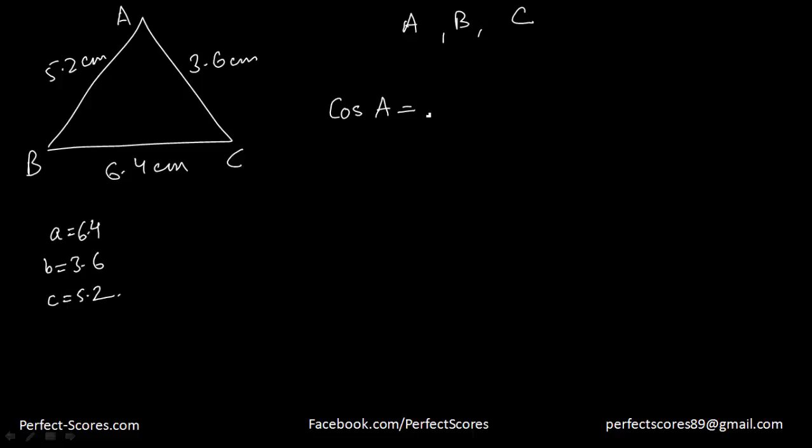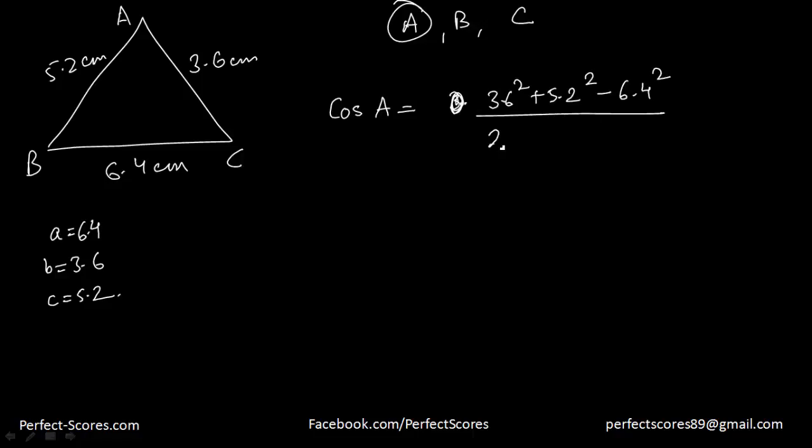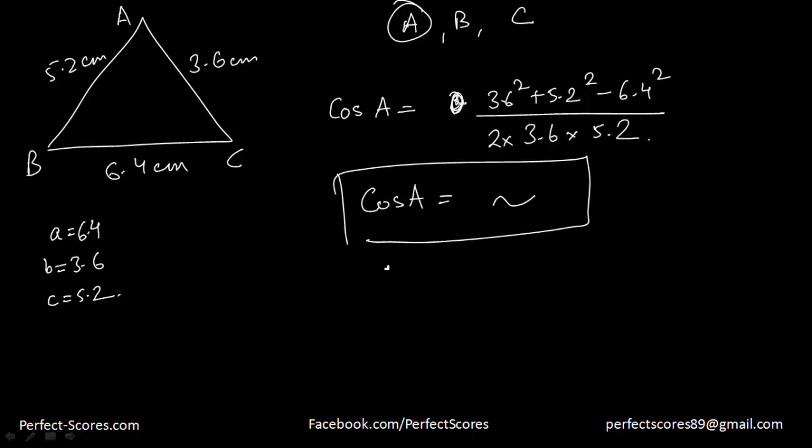I'm just going to do it for one angle, let's say cosine of A. It's going to be equal to, I'm sorry, b square plus c square. So b square is 3.6 square, plus c square, which is 5.2 square, minus a square, which is 6.4 square, divided by 2 into b into c, right? So this is what you'll get, and once you get the cosine of a to be equal to some value, you can use your calculator and find the angle.